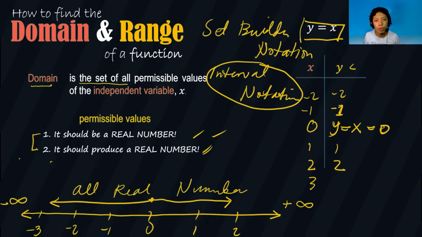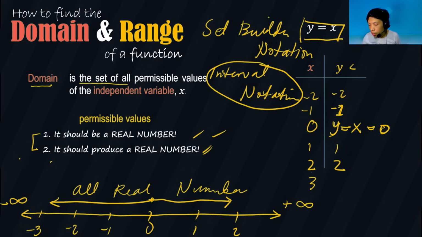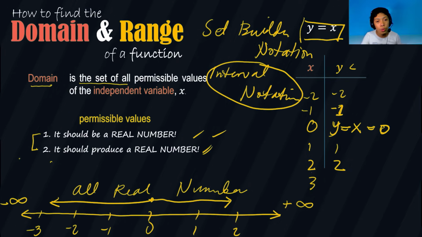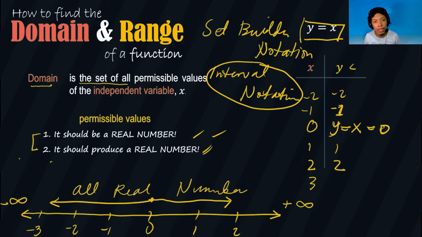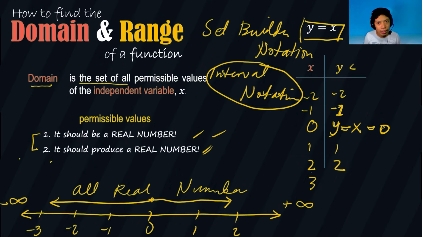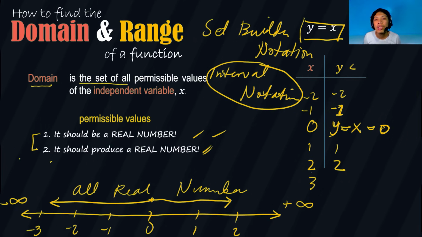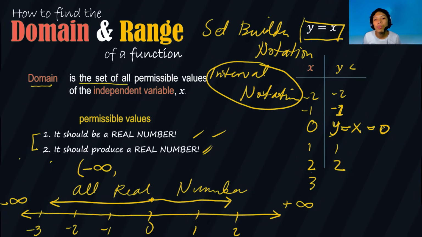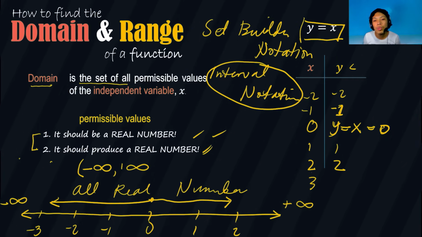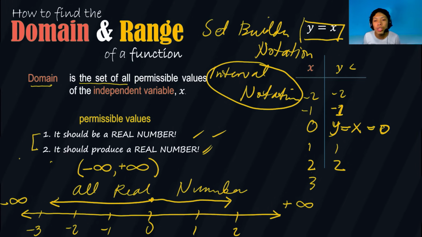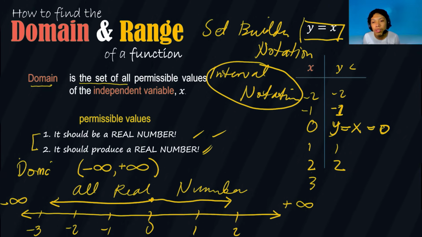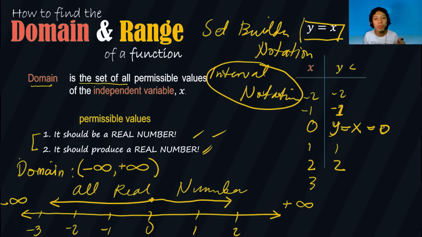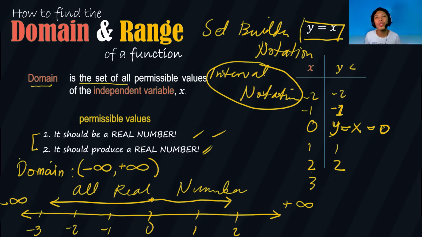That's an interval. Okay, for this one, since our domain is from negative infinity to positive infinity, so that's basically our real number. So how do we write that in interval notation? We write it like this. From negative infinity to positive infinity. This is your domain. That's how you write the domain, from negative infinity to positive infinity in interval notation.